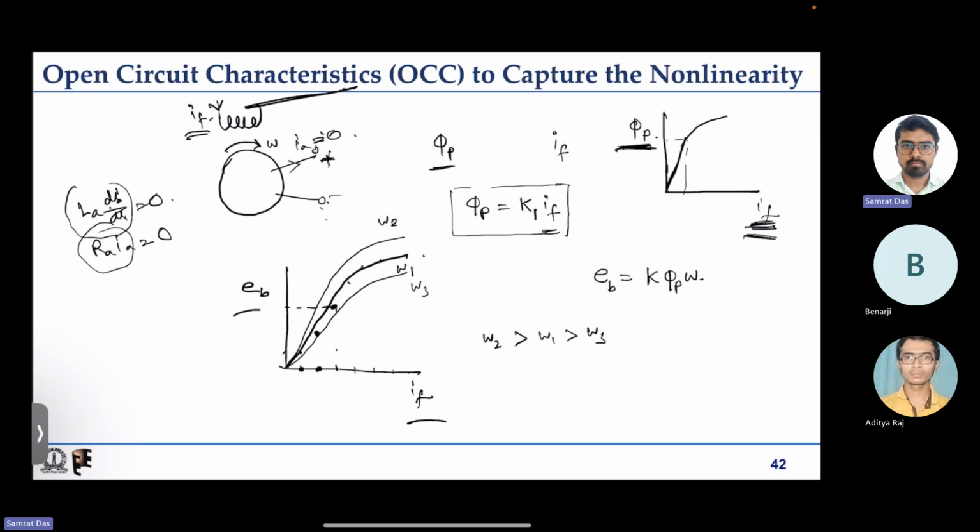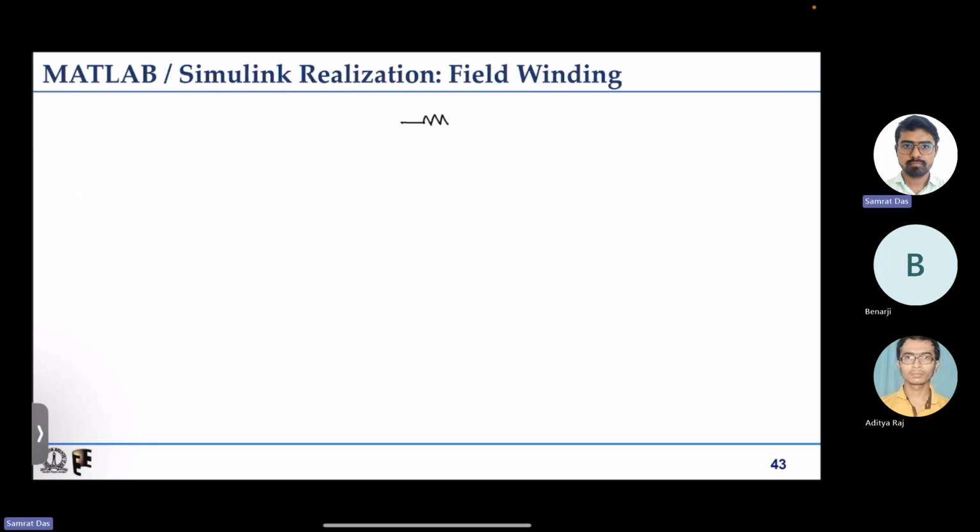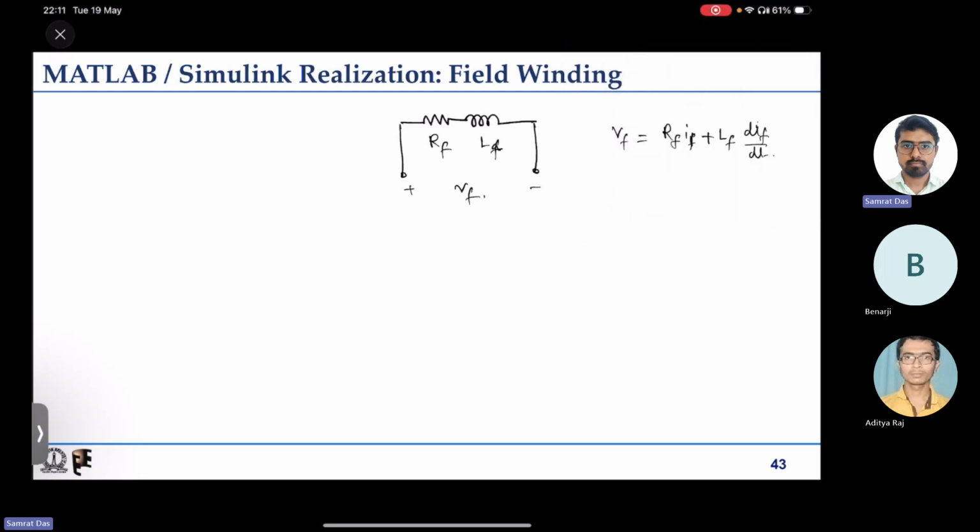Okay, so let us quickly run through the MATLAB Simulink realization of the different parts that we have discussed. The field winding, we know, is described by a series combination of resistance and inductance, where Vf is the input. So the equation is Vf equal to Rf If plus Lf dIf/dt. So this is the field winding differential equation.